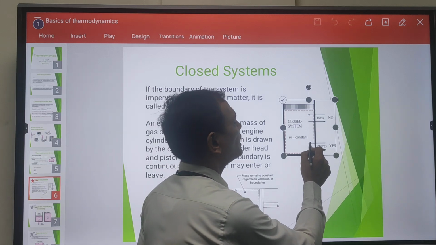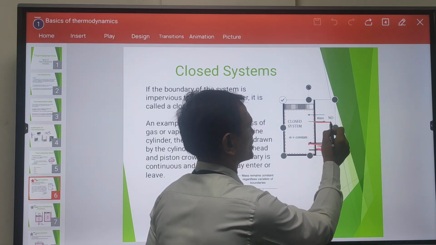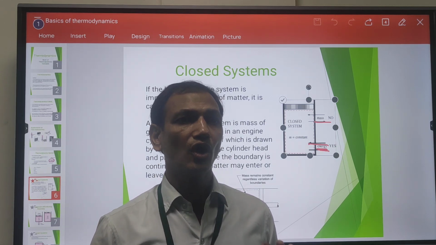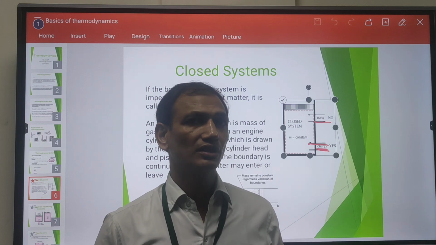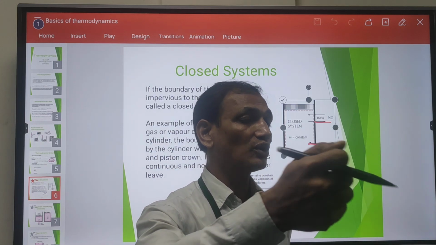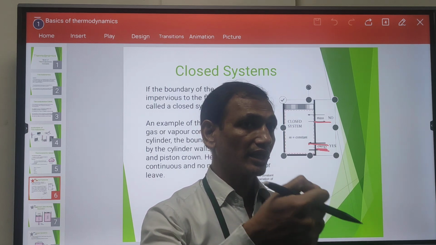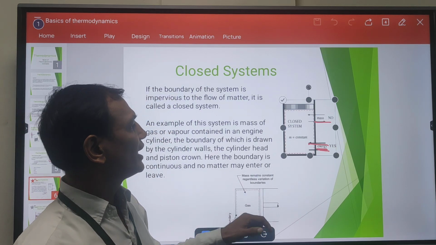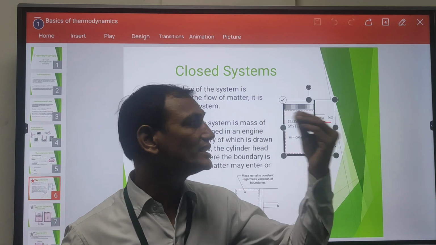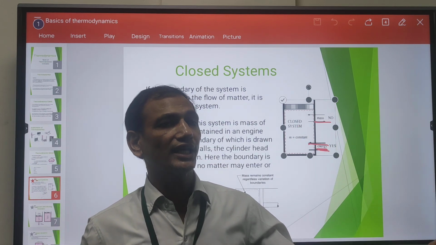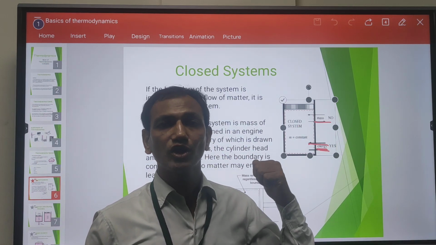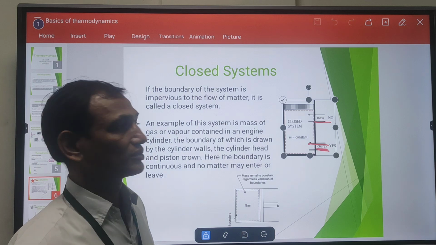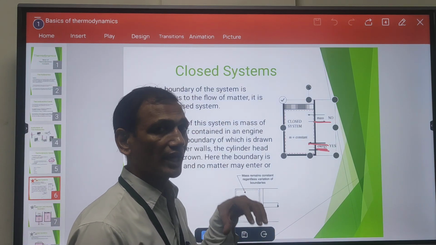Closed system: only energy transfer, no mass transfer. Suppose we are inside a room and some person locks it, so I can only shout or call, but I cannot go outside unless someone comes and opens the lock. So we are in a closed system. Only my energy goes outside, or I communicate outside, but my body can't go outside. This is the indication that we are in a closed system.